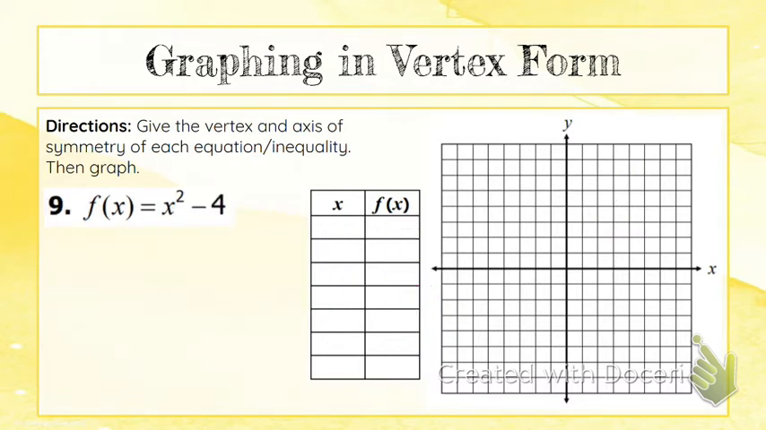So we'll try another one here. So the vertex, again, is h comma k. Well, h is the value in parentheses with x, and we don't have anything in parentheses with x, so h must be 0. And then k is the value out here on the end, and that is a -4. And then our axis is always x equals this number.